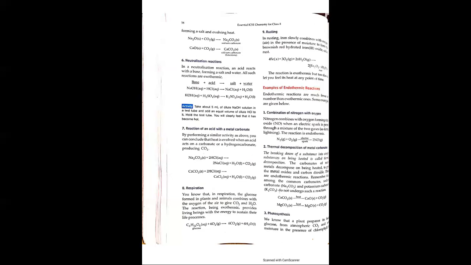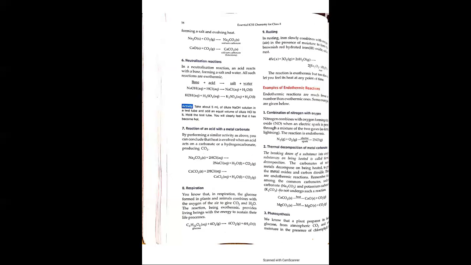Rusting: in rusting, iron slowly combines with oxygen in the presence of moisture to form brown-red hydrated iron(III) oxide. The chemical formula for rust is Fe2O3.xH2O. Here x represents the water, which can vary. The reaction is exothermic, but it is too slow for you to feel its heat at any point of time.